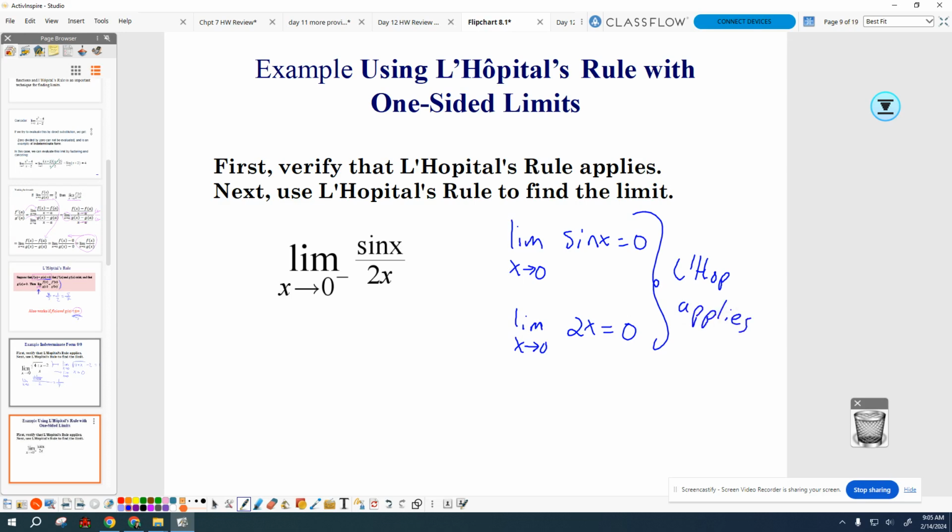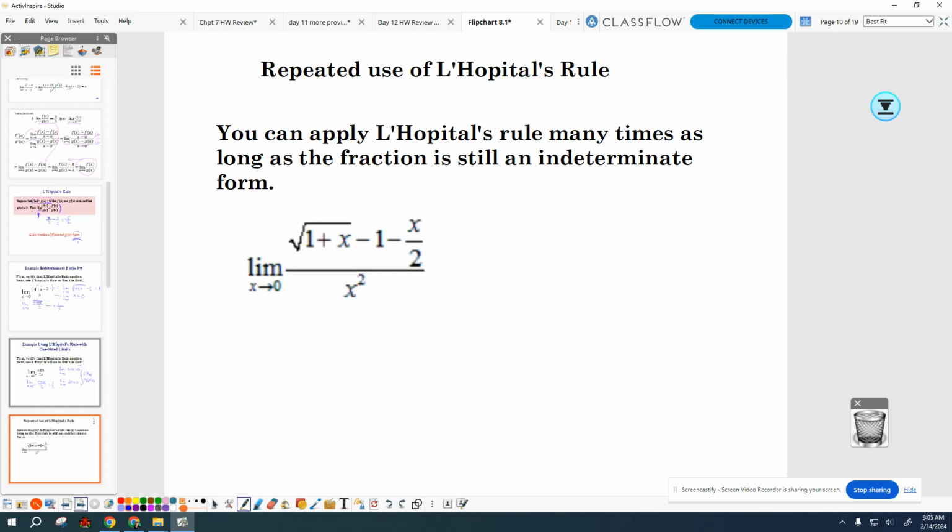Showing the limit, 0 over 0, L'Hopital's does apply. And right here it says 0 from the left. Sometimes it matters, sometimes it doesn't. In this case, it doesn't. Derivative of sine is cosine. Derivative of 2x is 2. Now I can plug that 0 in. Cosine of 0 is 1, and the 2 is there, so here we get a half. Gets trickier.